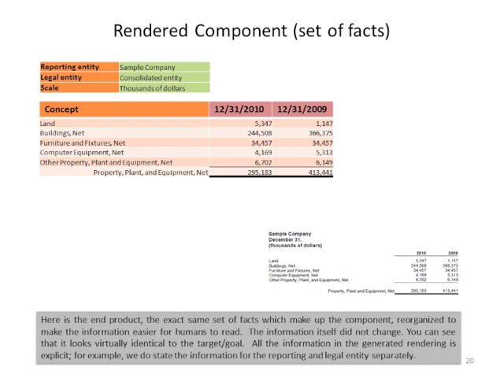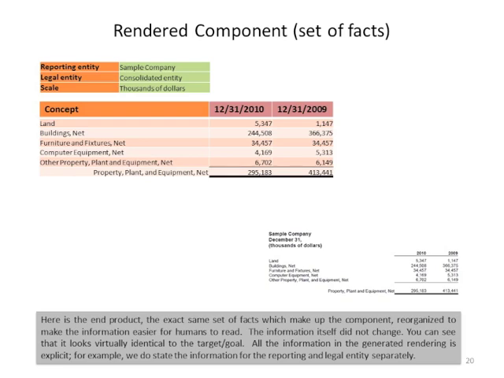The exact same set of facts which make up the component reorganized to make the information easier for humans to read. The information itself did not change. You can see that it looks virtually identical to the target or the goal. All the information in the generated rendering is explicit. For example, we do state the information for the reporting and legal entities separately. So that's it. That's how you get from the raw fact table to the more human readable and formatted rendering.